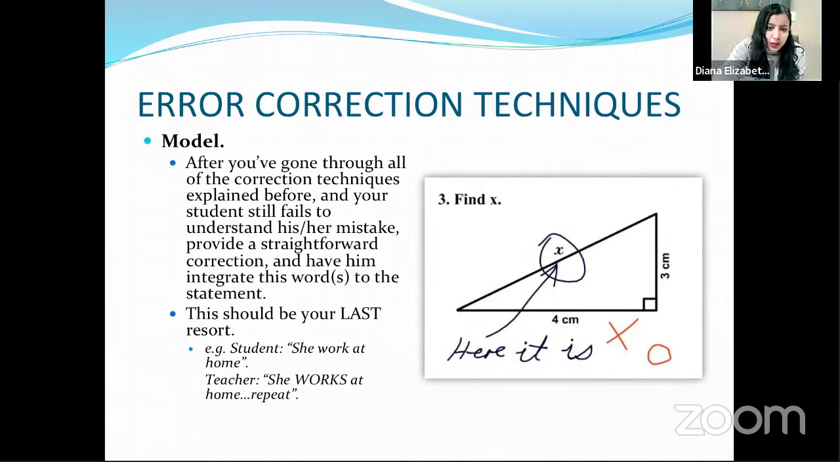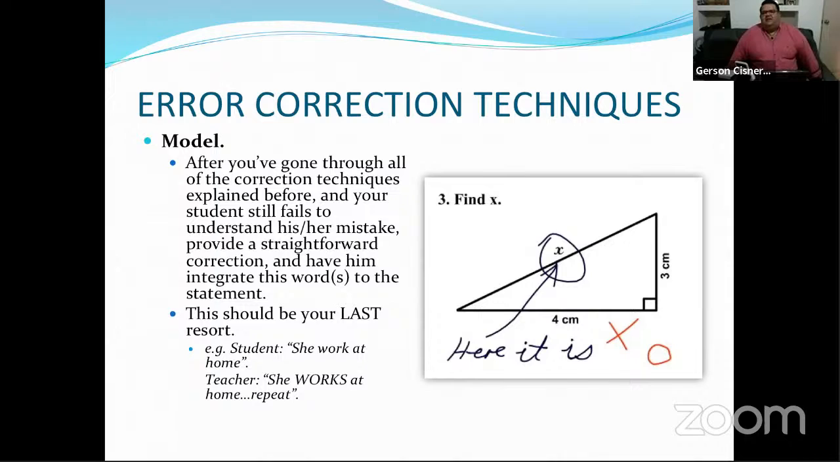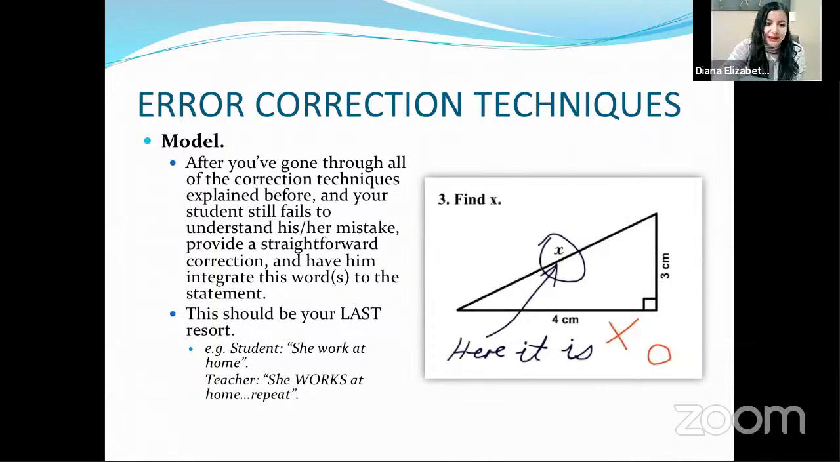Okay, sorry. This should be your last resort. Example, student: she works at home. Teacher: she works at home. Repeat. Okay, I'm sorry, there's a mistake. This should be your last resource. I'm sorry, change that, it's a resource. Resort, I was thinking in vacations maybe. Anyways, first resource.